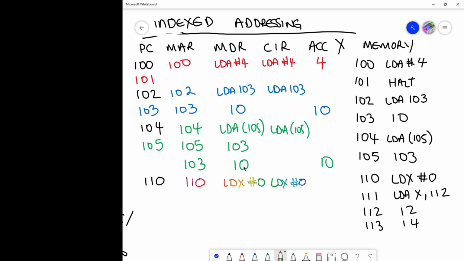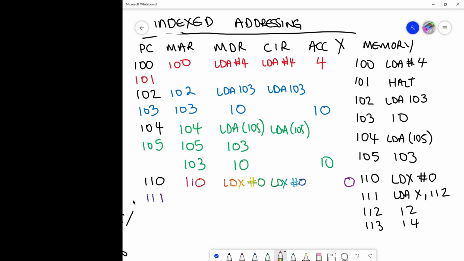Right, the control unit says, okay, let's decode it. Oh, load immediate to the X register. Fine, I can do that. So we can now update the program counter. Now it executes this, and it goes, okay, immediate mode, so that's my data I want to load. Load that into the X register. So it's got 0 in it. We check for interrupts, and then we go again. We go get the next instruction.